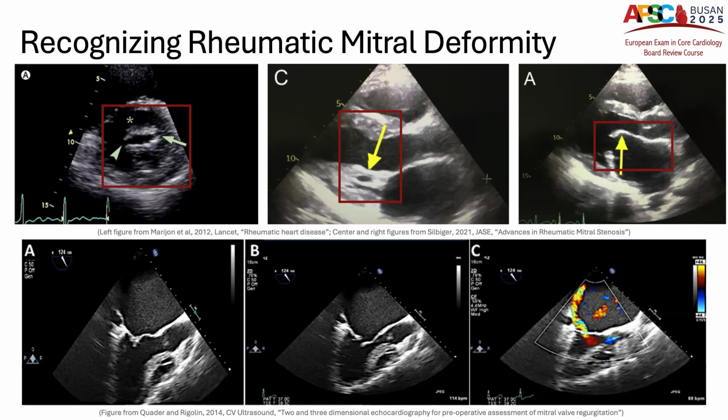In the bottom half, you can see the restricted motion of the posterior mitral valve leaflet in systole, that's in panel A, and diastole in panel C. There's barely any change in the position of the posterior mitral valve leaflet. Meanwhile, the hockey stick deformity of the anterior mitral valve leaflet is seen in diastole in panel B. The restricted posterior leaflet can give rise to significant mitral regurgitation, which you can see on the color Doppler in panel C.